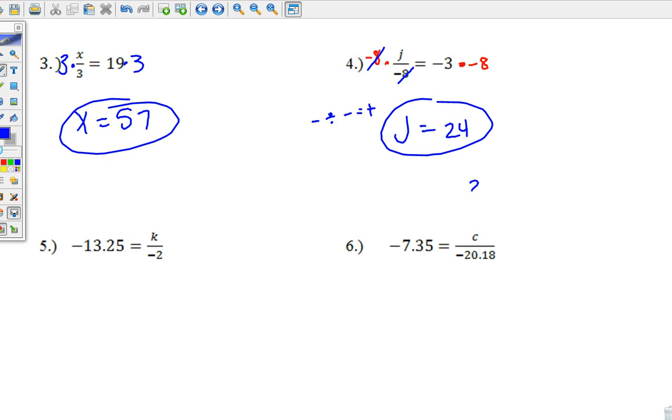This is a good one to actually check, though, just to make sure our signs are right. If we put 24 in for this j, 24 divided by negative 8, we want to see if it's equal to negative 3. And in that case, if you type that out, you do get the right signs there.